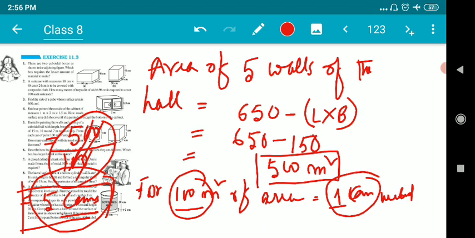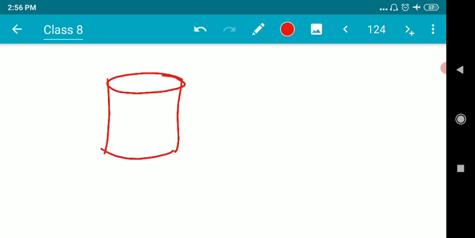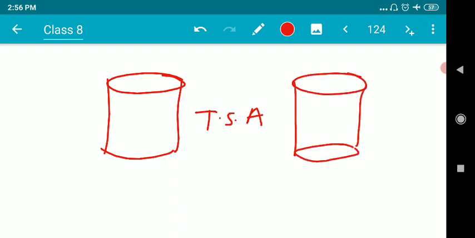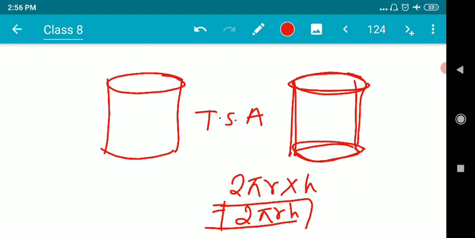You will get more sums in the next question, which is about cylindrical shape, how to find the total surface area of a cylinder. Children, if the cylinder is open, if it is not closed, the total surface area formula is 2 pi r into h, or simply we can write 2 pi r h. This is the formula for an open cylinder or a cistern or a pipe shaped object.